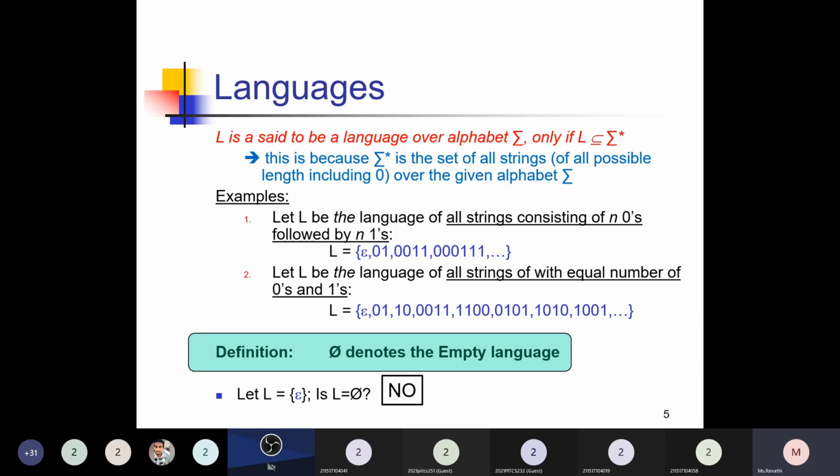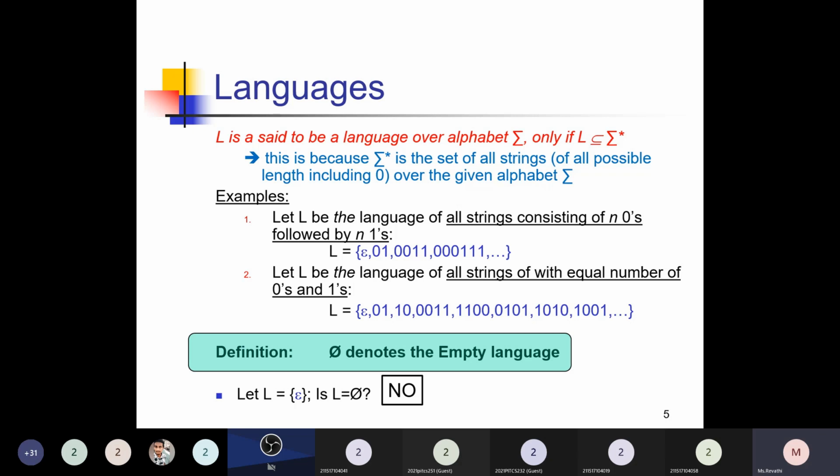And then for the second string, I'm applying the value 1 for n. So I have 0 followed by 1. This is the second string. And then coming to the third string, here the n value is 2. So 2 zeros followed by 2 ones. And then the fourth string, here 3 zeros followed by 3 ones, etc. This is my language. So we have to construct the language for the given statement.